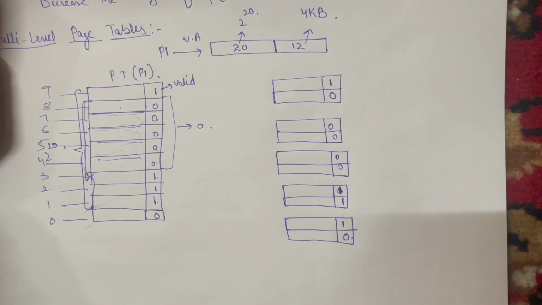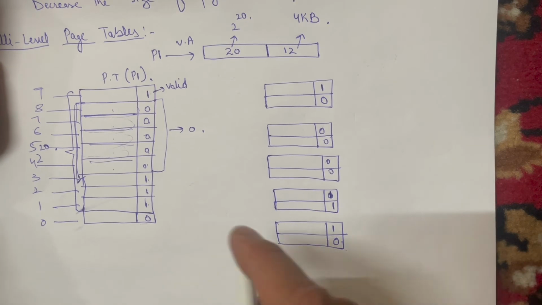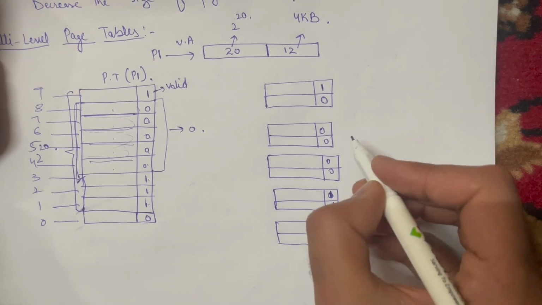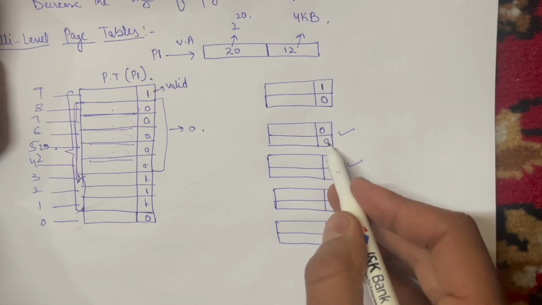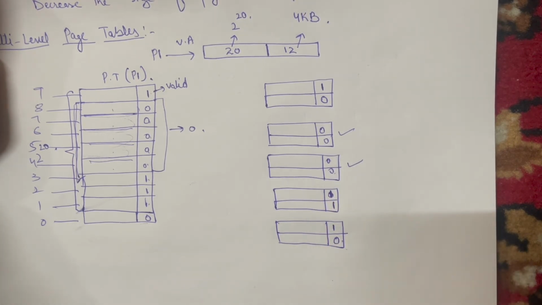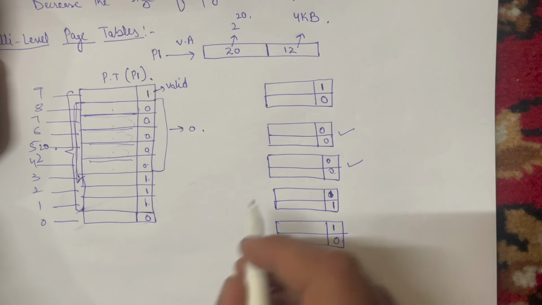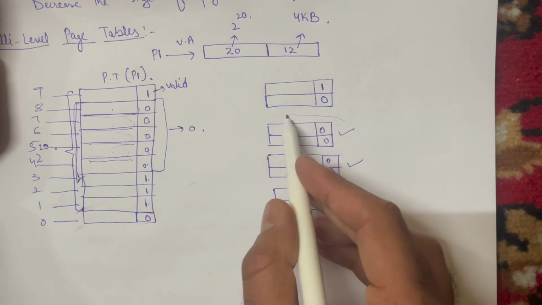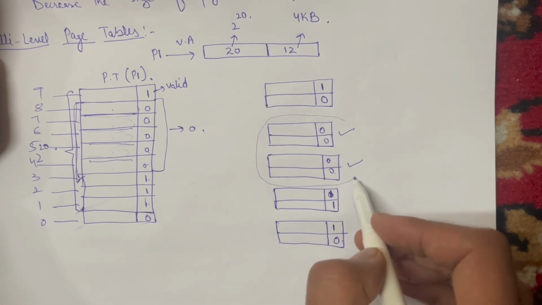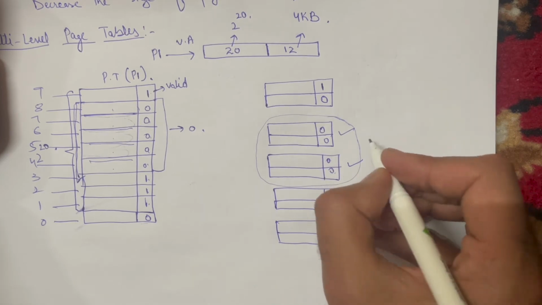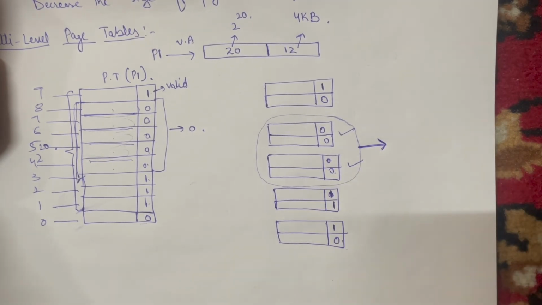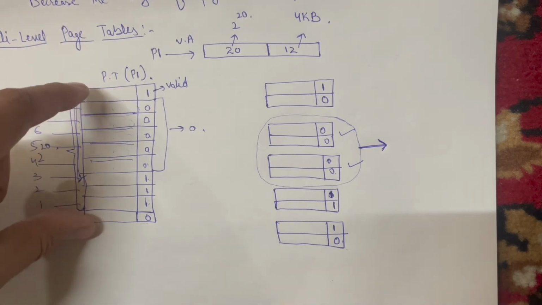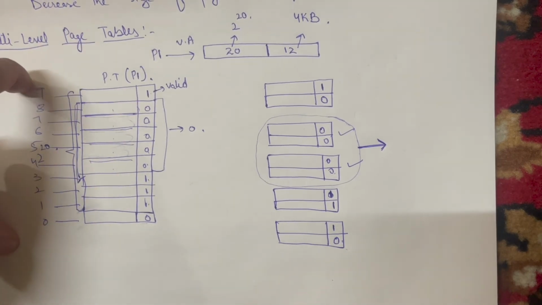Okay, now let's see. For example, let's take the example. You can see that these two page tables do not contain any valid data. So instead of keeping space in main memory for these sub page tables, I will not reserve any space for these two page tables. So here I have to reserve the space for all 10 entries.